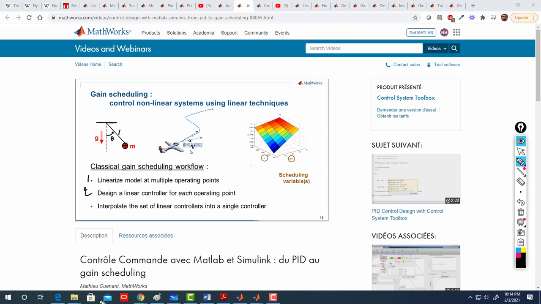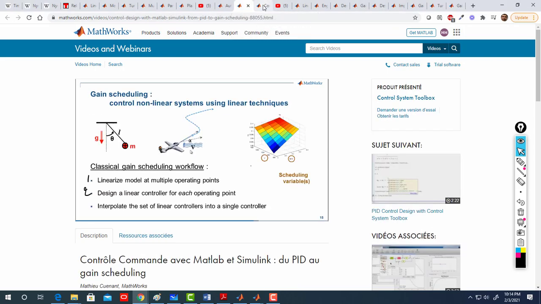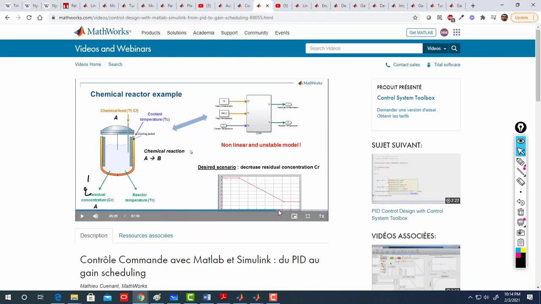Linearize the model at multiple operating points. So it means you will have different transfer functions: transfer function 1, transfer function 2. Also you'll have many models of your system. Each model represents the dynamics at a given operating point. Okay, then we design the linear controller for each transfer function. Alright, here I'm with the same person, but I just switched to the end to show you this example.